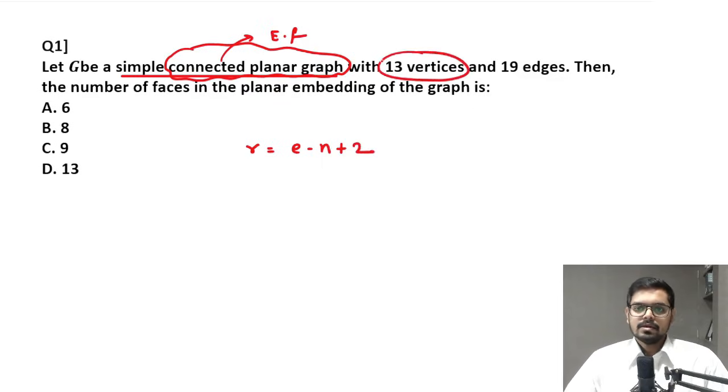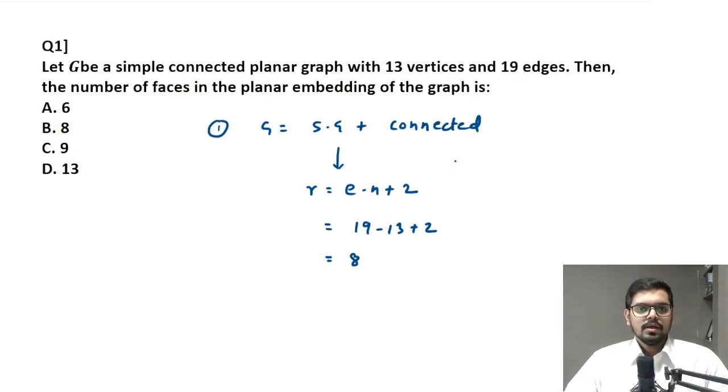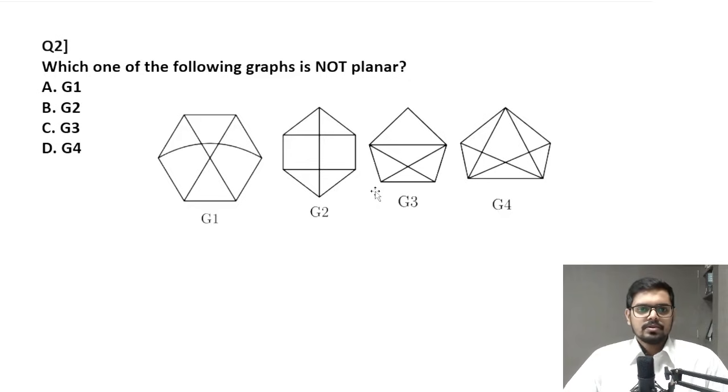Here they are saying 13 vertices, okay, 19 edges, okay. Then the number of faces in the planar embedding? Tell me what is the answer? 19 minus 13 is 6. 6 plus 2 is 8. So the correct answer is option B, done and dusted. Okay. So simple connected, multi-connected, pseudo-connected, every time this is the formula. Easy. Try the next question.